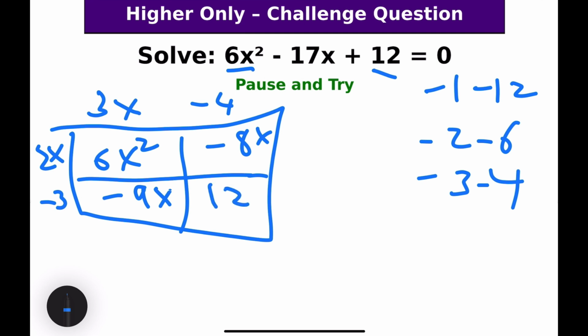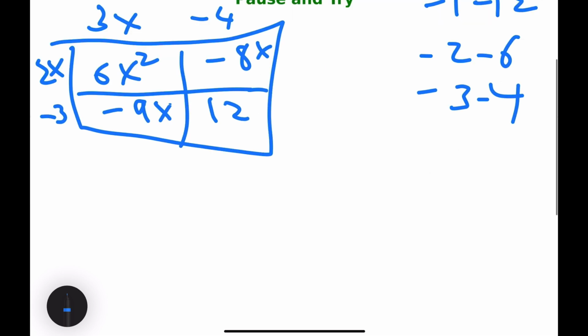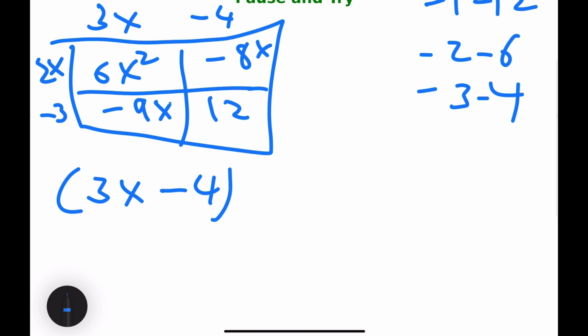So you could have tried trial and error with all the numbers. But I worked out that the 3 multiplied by the negative 3 was going to be negative 9, and then 2 multiplied by negative 4 would be negative 8. So I knew it was going to be those numbers. If you didn't know that, you could trial and error. Okay, so let's write our brackets down. So we get 3x minus 4 and 2x minus 3.